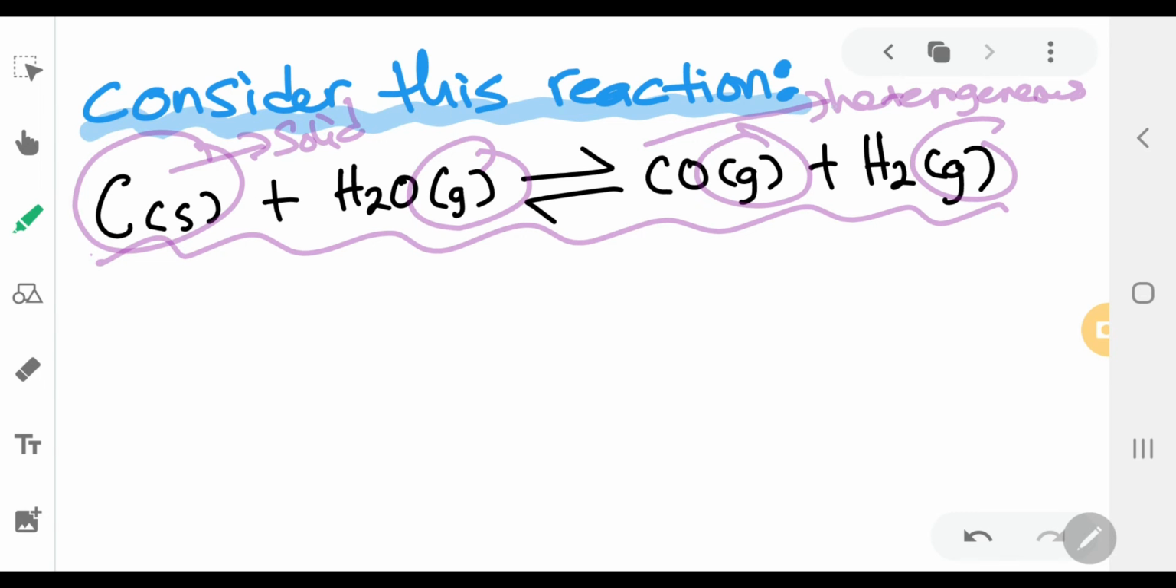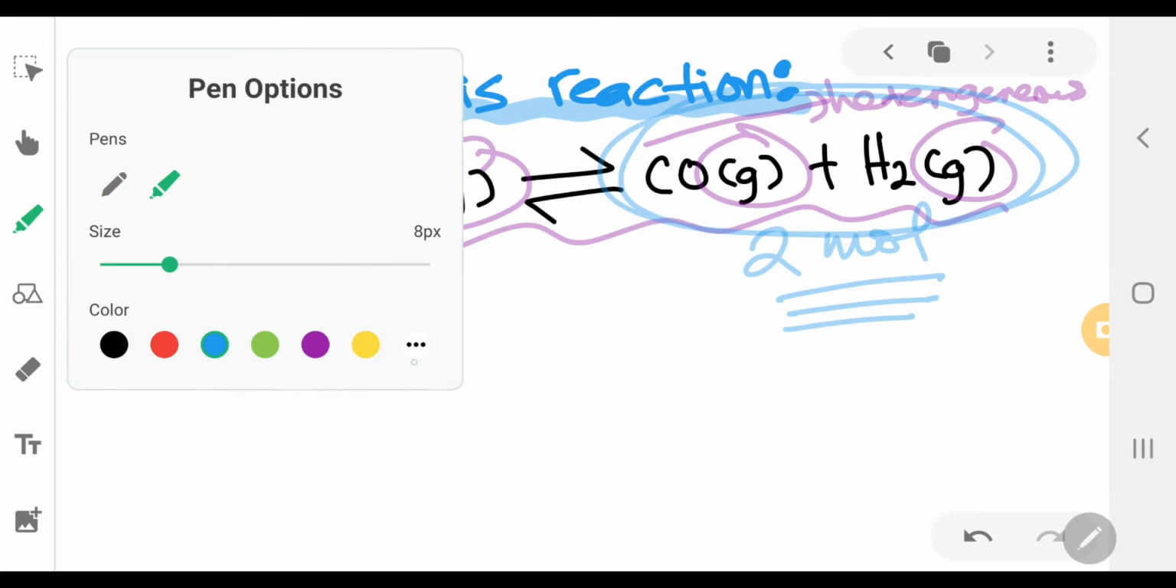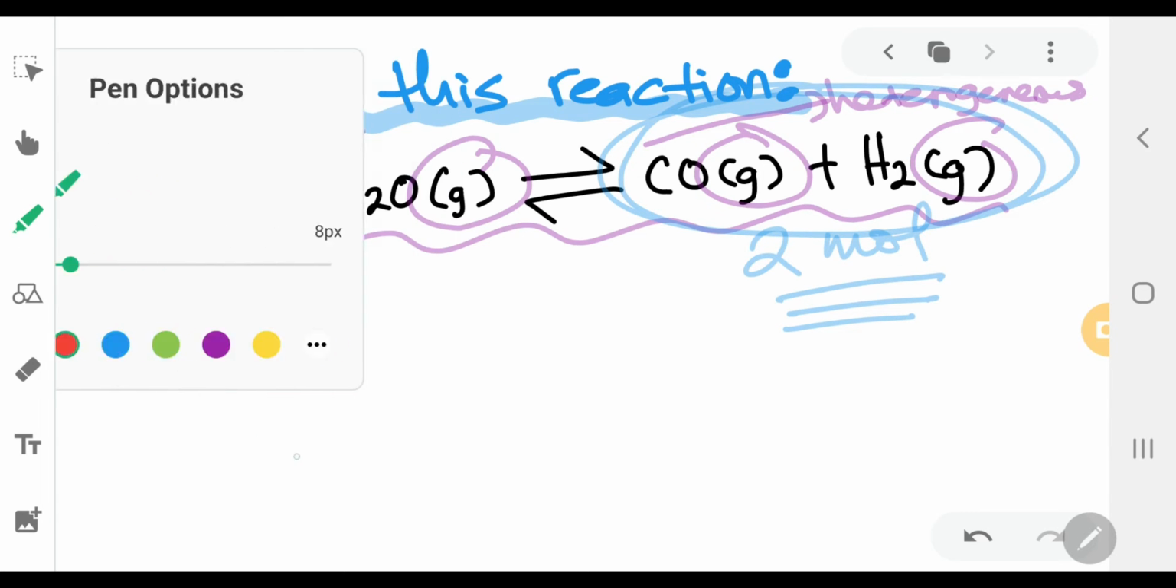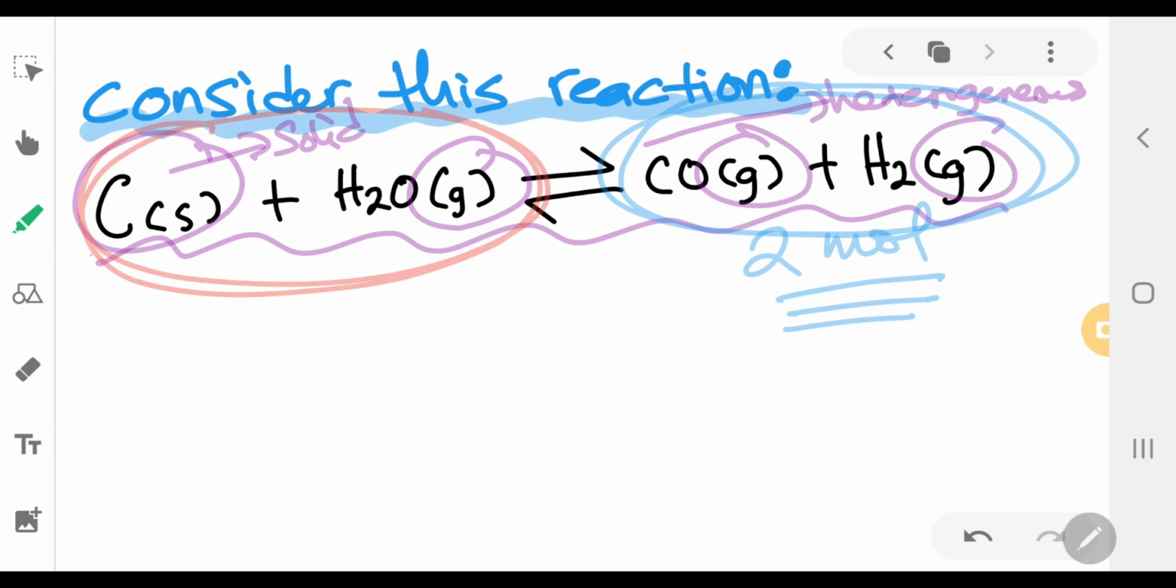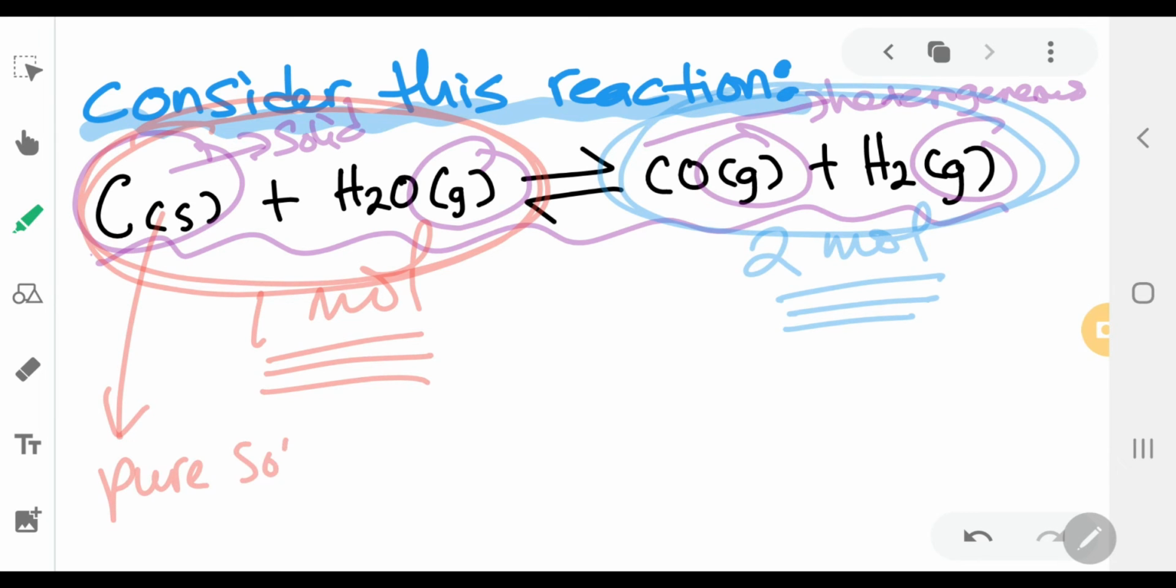So we're going to look at the number of moles of gaseous species on the product side, which is going to be 2 moles. The number of moles of gaseous species over here will be 1 mole, because this pure solid, and liquid, is ignored.